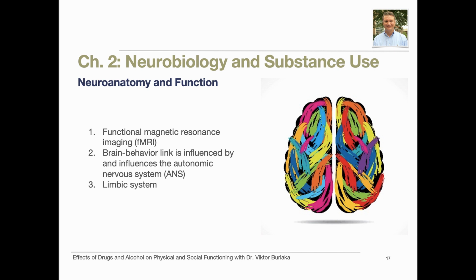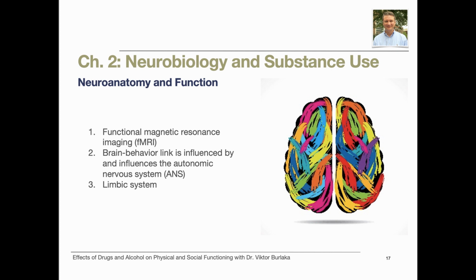Current technologies, such as functional magnetic resonance imaging, help develop our understanding of how different areas of the brain are involved in specific experiences or behaviors, and how exposure to different events or substances might affect specific brain areas and functions. There are certain brain regions identified as having a significant role in the development of substance use disorder. Second, the brain behavior link is influenced by, and influences, the autonomic nervous system, which controls many bodily functions, such as heart and breathing rate, blood pressure, and others. Many psychoactive substances not only affect the mind, they also affect other organs and systems, including the autonomic nervous system.